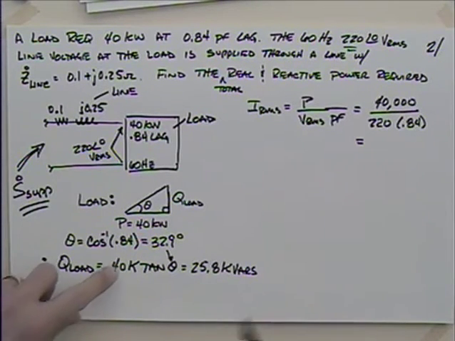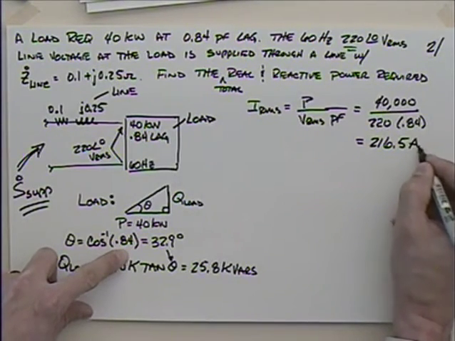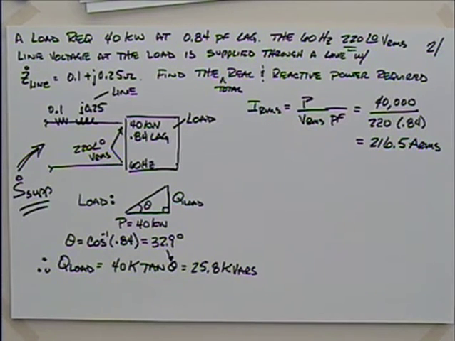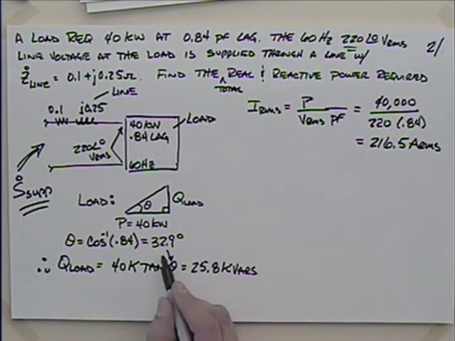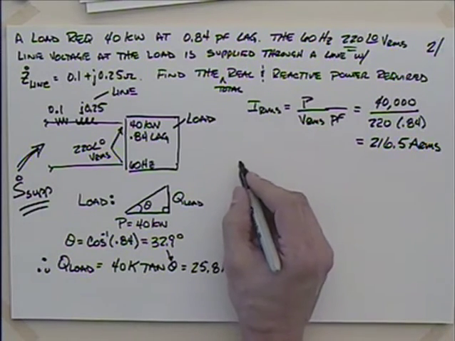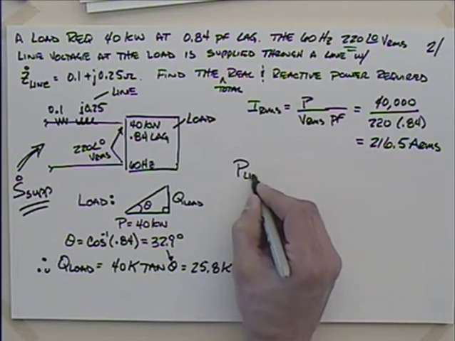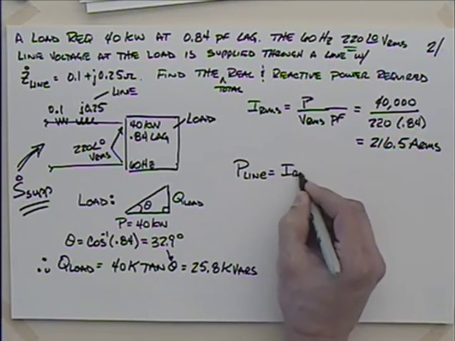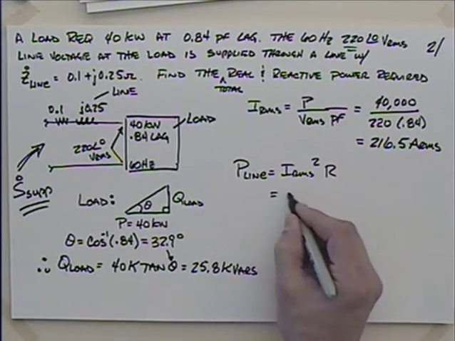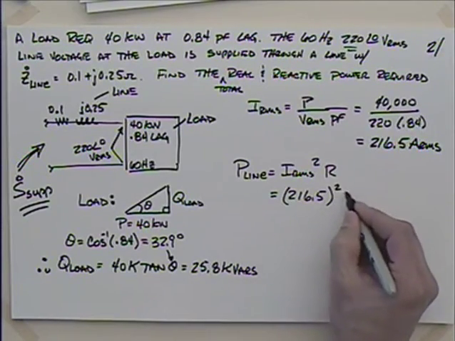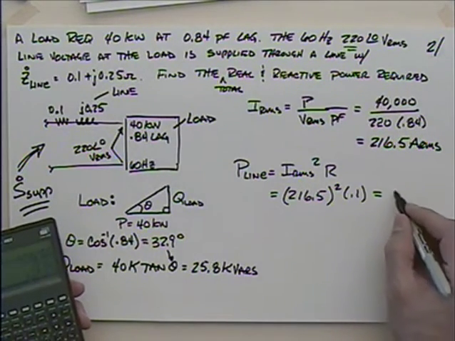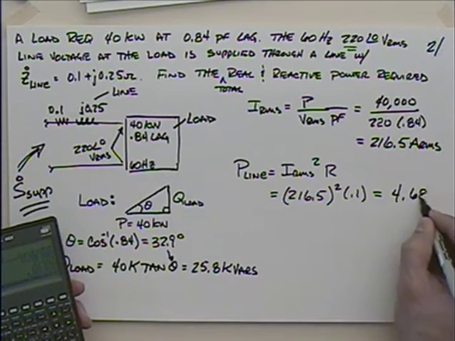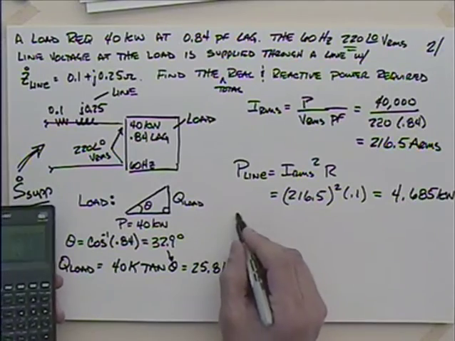What did I come up with? 216.5 amps RMS. I don't know the angle. I do know the magnitude. If we've taken this voltage at zero, that would be at a negative 32.9, but I don't really need that, because the power in the line that I lose is IRMS squared times R, couldn't I say? I take this 216.5, square that, and multiply it by 0.1, the resistance of the line. So I get 4685, or 4.685 kilowatts.